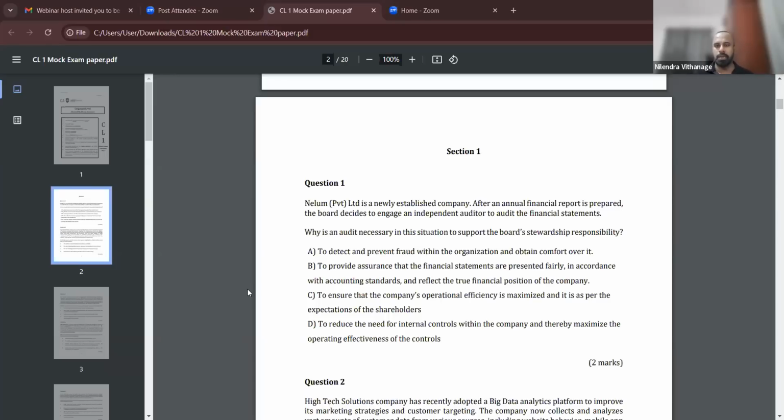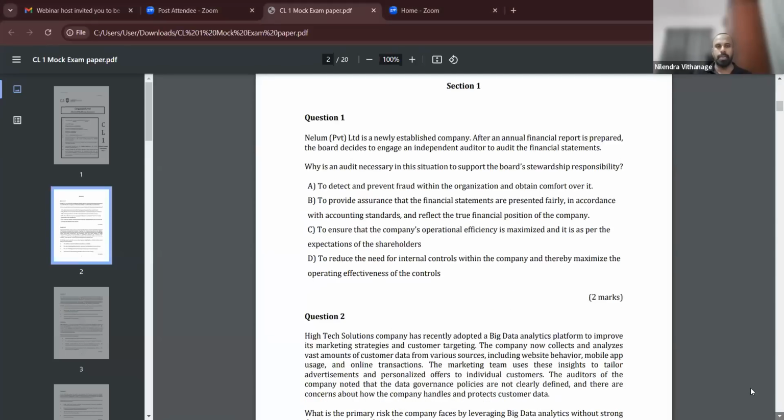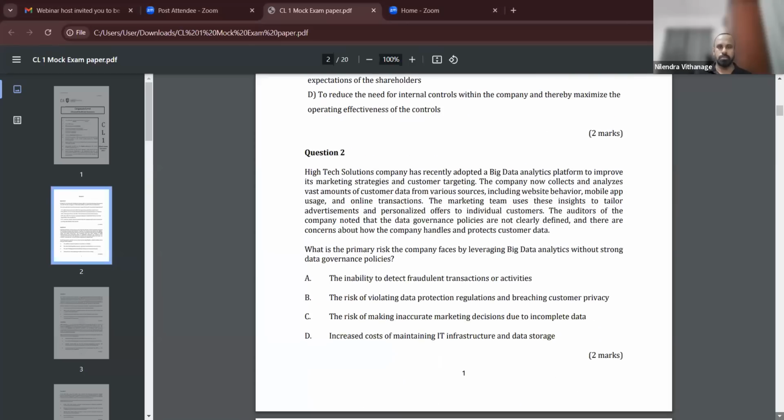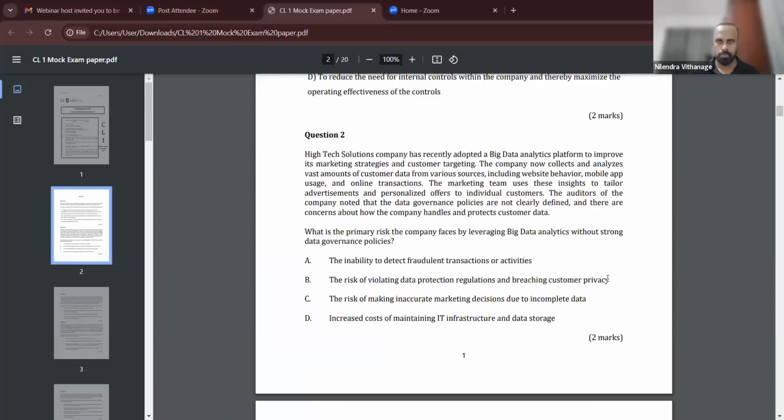Question 1, answer B. Who got answer B? Can I have your response? Can we use the chat box, students? Yes, you got it right.